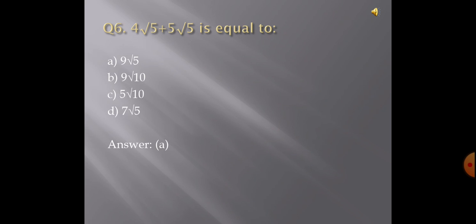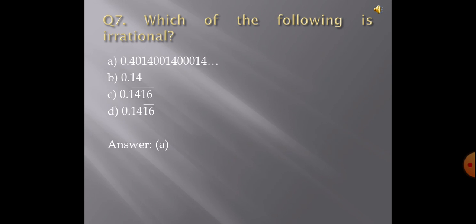Question number 6. 4 root 5 plus 5 root 5 is equals to. Now in this question you first have to calculate this and then take the correct answer. Question number 7. Which of the following is irrational? Again the same question. You just have to take the irrational number from the following options.